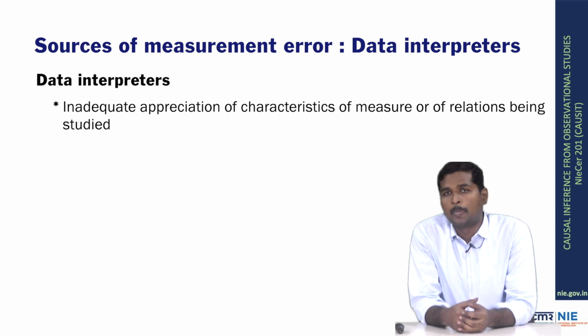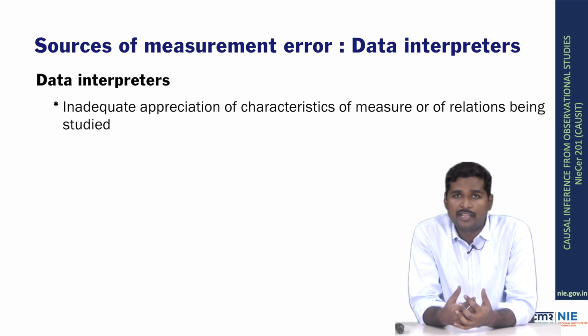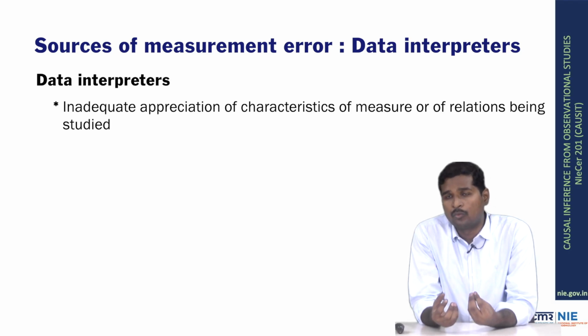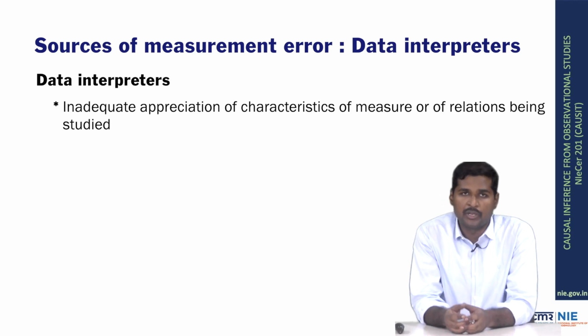Say for example, in a cohort study, the measure of association was given as relative risk. If the data interpreters are not aware of what relative risk means, and if they are not aware of what is the exposure variable and what is the outcome variable, and which was used as the control group and which was used as the group for which the measure has been calculated, this can lead to wrongful interpretations of the data which has been analyzed properly.